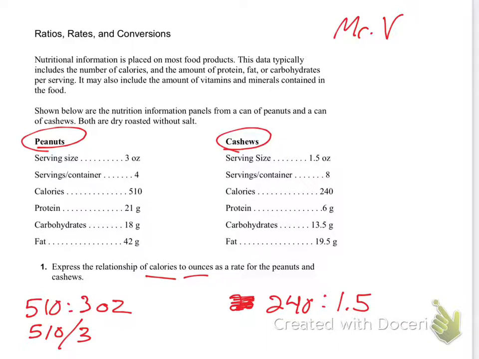If I just did 510 divided by 3, I got 170. So that'd be 170 for every 1 serving. And if I did 240 divided by 1.5, I would get 160. So that'd be 160 for every 1 serving.